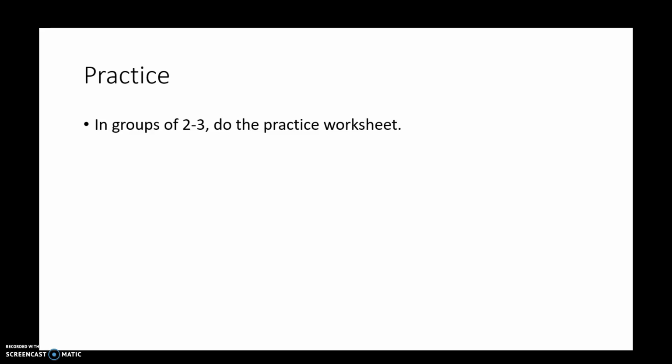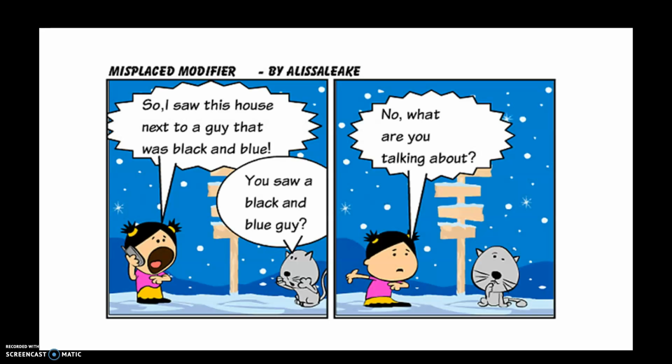I just did a quick Google search for some cartoons, and here are some that popped up. "So I saw this house next to a guy that was black and blue." "You saw a black and blue guy?" "No, what are you talking about?" As you can see there, the phrase black and blue should be modifying the word house, but it's near the word guy, so it's a very confusing misplaced modifier.